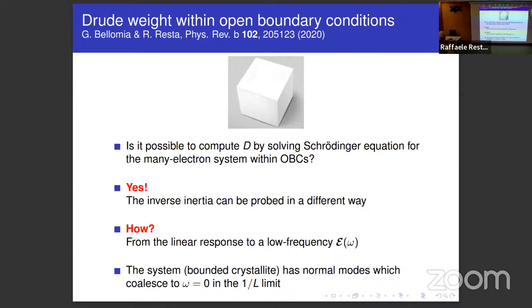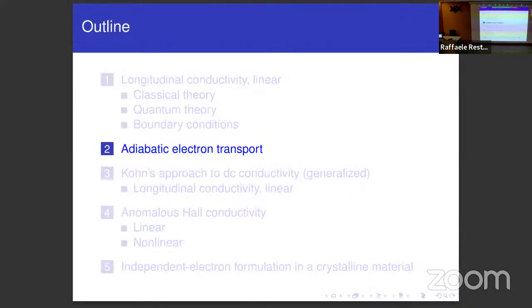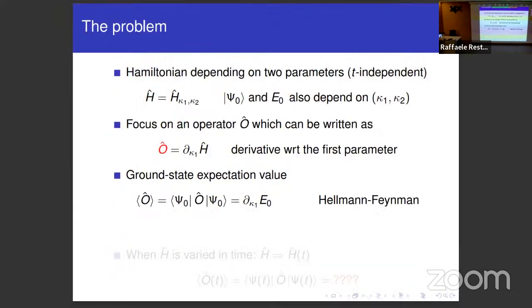Next, I will abandon open boundary condition. We can go back to the honest periodic boundary condition, which I use for quantification. One important ingredient of the theory is the theory of adiabatic electron transport. The problem is as follows. Suppose you have a Hamiltonian which depends on two time-independent parameters, then the eigenstate depends on the two parameters, the ground state depends on the two parameters, like this.